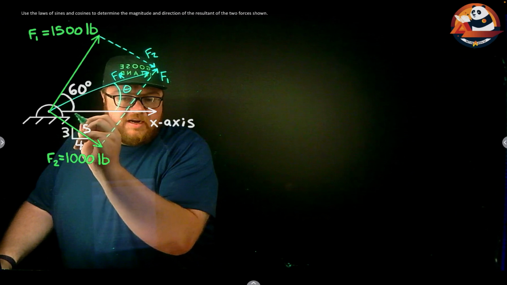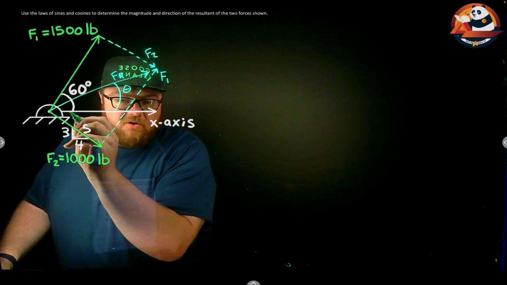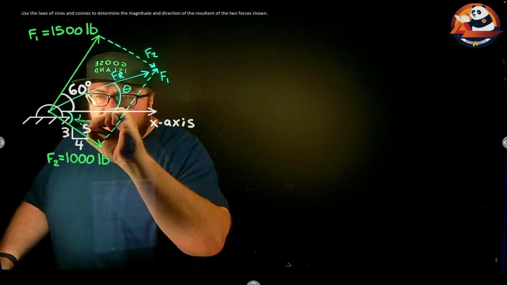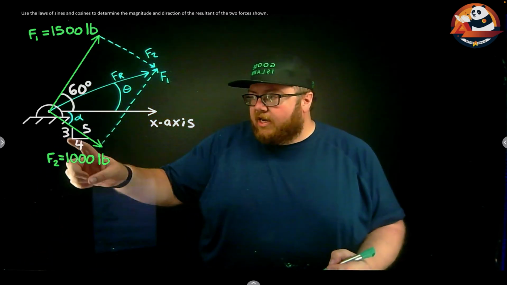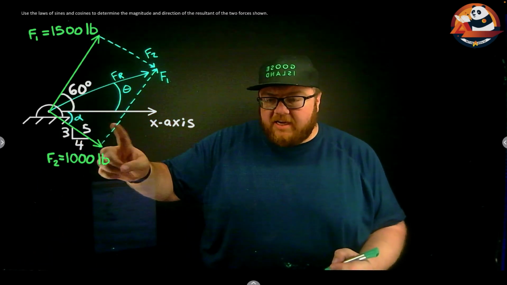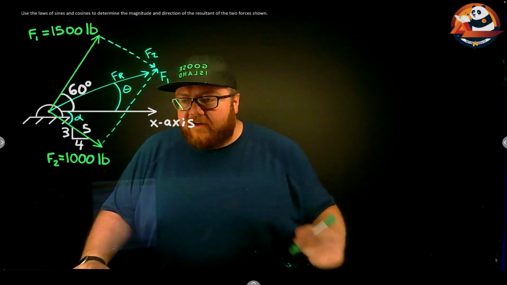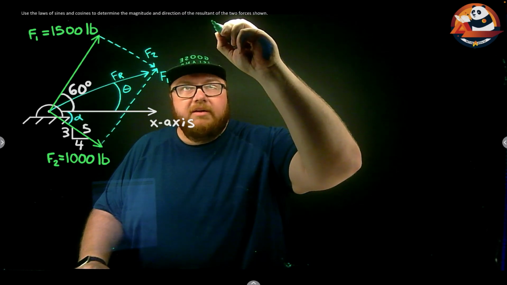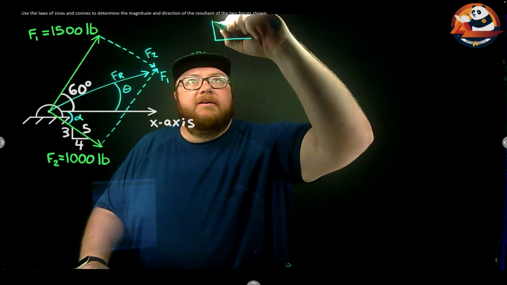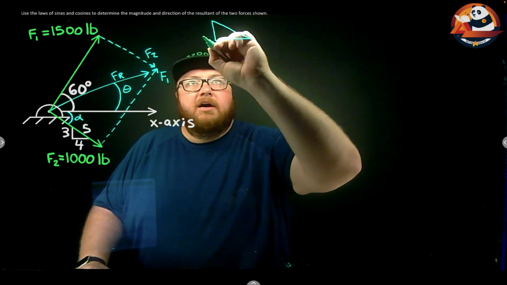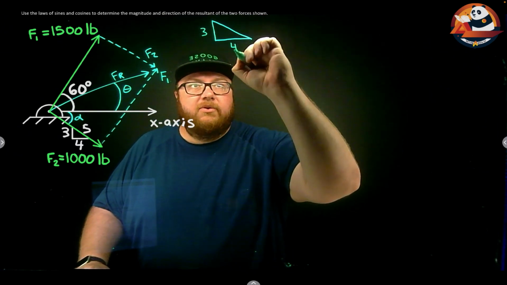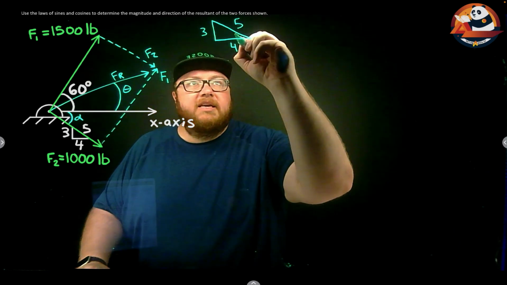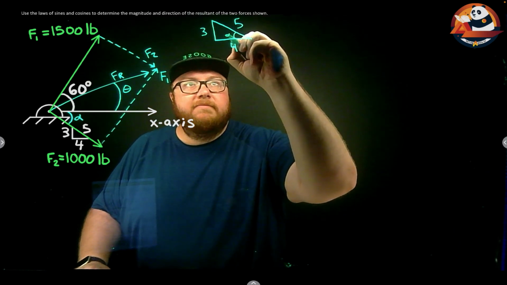Let's add one more angle in here from horizontal down to F2. Let's call that angle alpha. And if I know my ratio of height, base, hypotenuse in here, I can find alpha. Really, let's label a quick triangle. I have this triangle right here. This is 3, 4, 5. And this angle is alpha.